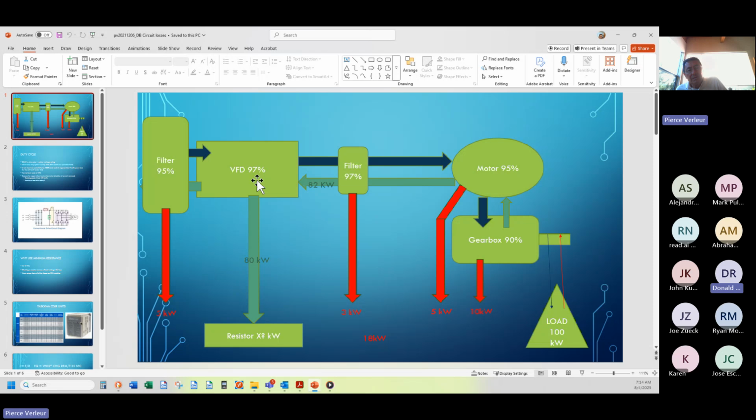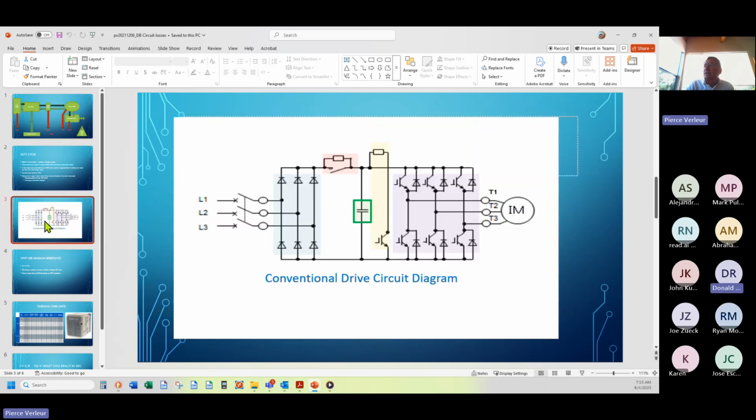Well, the standard method is to connect a resistor across the DC bus. So this is the DC bus of the drive. There's that one-way diode bridge. Here's the motor pumping 82 kilowatts back in through the flyback diodes, making DC.